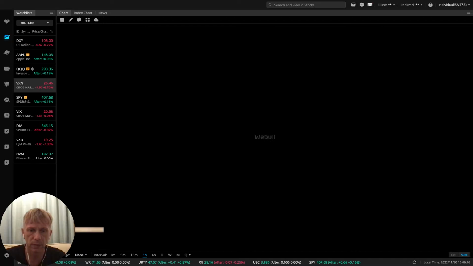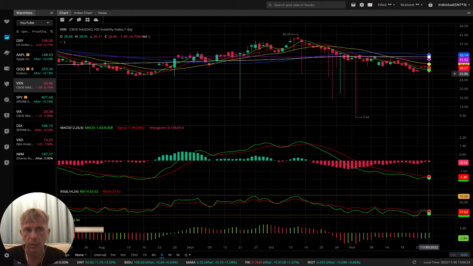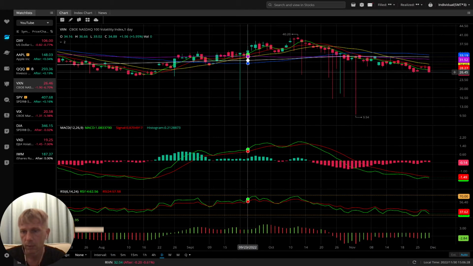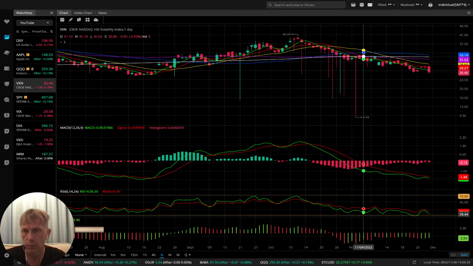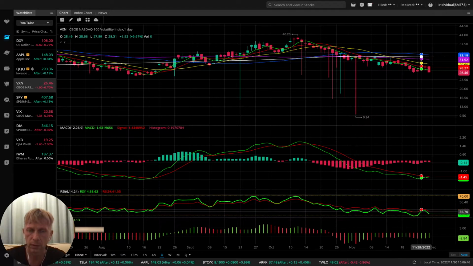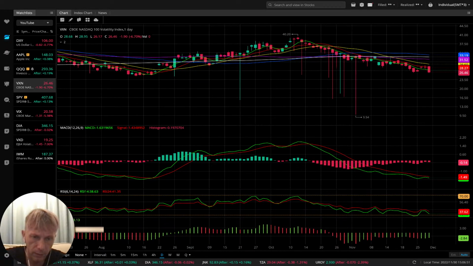Let's move to VXN. VXN daily. Red bar. Red day, minus 6.7%. MACD still red. Bullish divergence on all indicators, right? Still bullish divergences on all indicators. It's bearish for Qs. VXN, the volatility index for Nasdaq, has bullish divergences on a daily time frame.